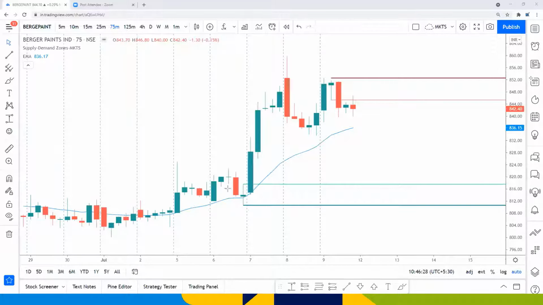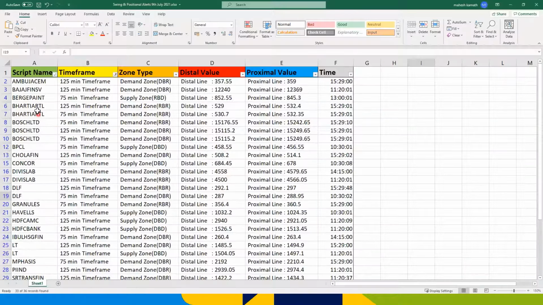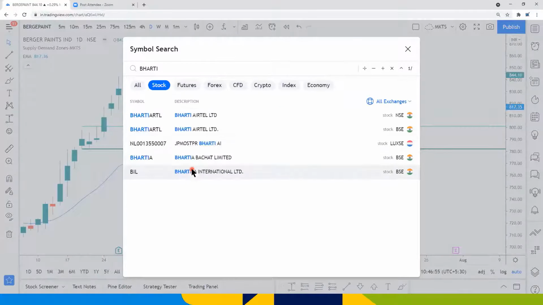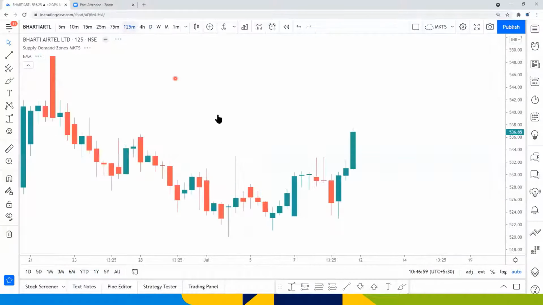The demand zone, yes. So this we can look at for a long trade, but no short trade here. So do your analysis for the long trade. It is around this part. Here is that demand zone. So next alert, Bharti Airtel on 125.75, you have a zone. Bharti Airtel, 125-minute time frame.